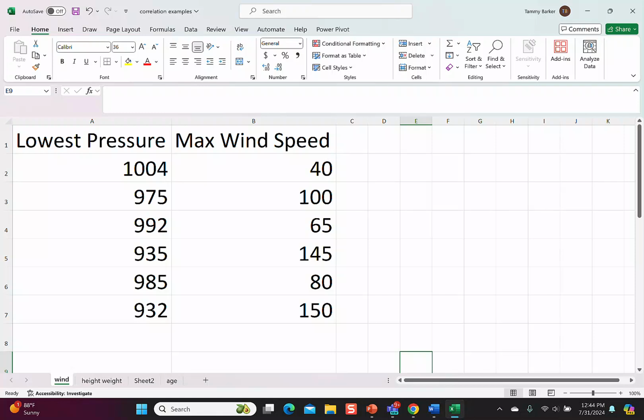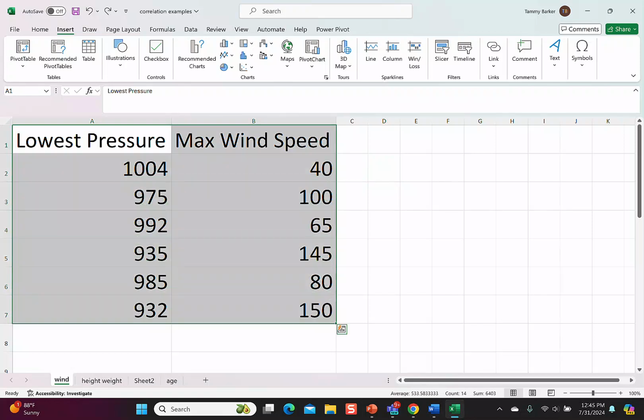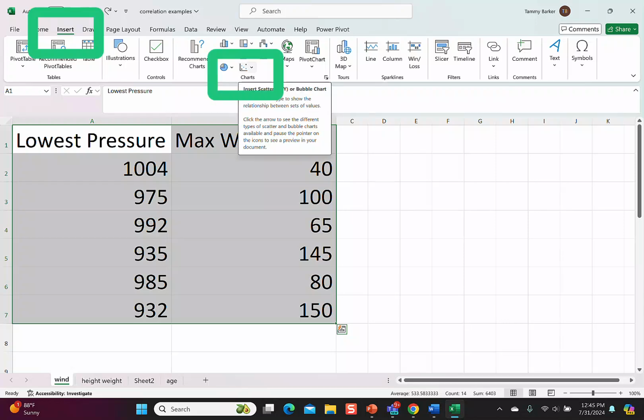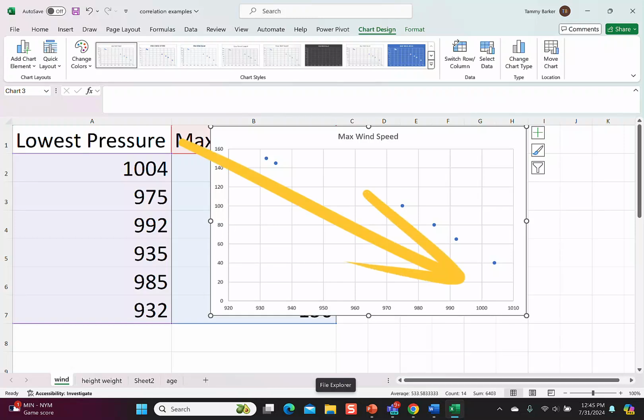Our first example looks at pressure and maximum wind speed. To make my scatter plot, I'm going to highlight my two columns, then I'll hit Insert, and on the charts I'm looking for the one with dots, and I select Scatter. In this graph, we can see that there is a strong negative correlation between the two values.